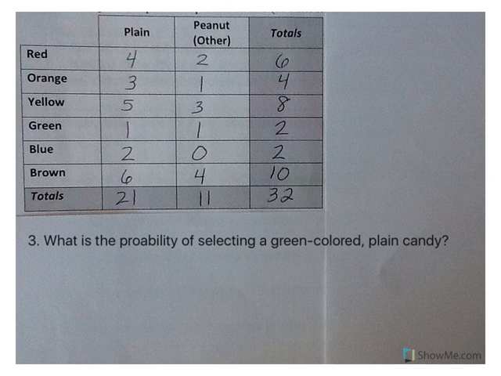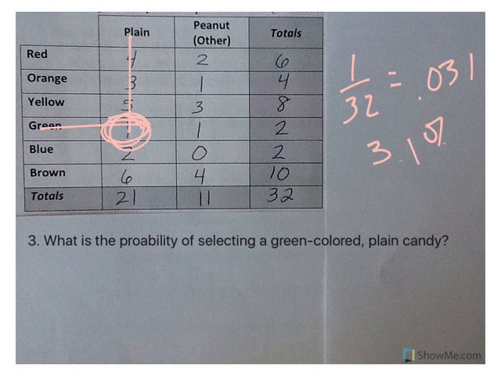What's the probability of selecting a green colored plain candy? Green plain, this number here. There we go. So I want 1 out of 32, which is 0.031, which is 3.1%. So out of all of these candies, I have basically a 3% chance of finding a plain green candy. It's pretty low.